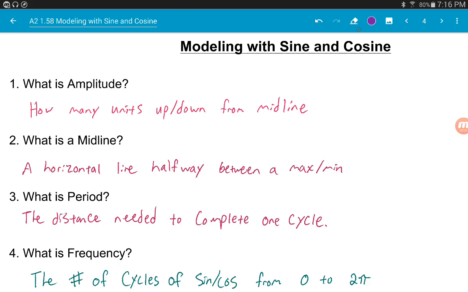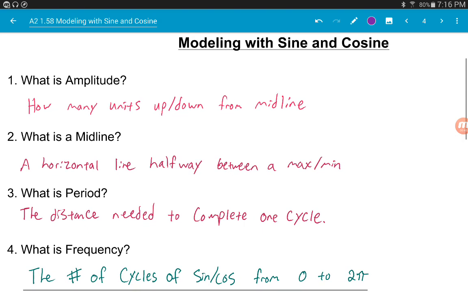So, for instance, if I had a function, I go up A, and I go down A. The midline is the horizontal line that's halfway between the maximum and the minimum. The period is the distance needed to complete one cycle of a function. One cycle of sine looks like this, and one cycle of cosine looks like this.